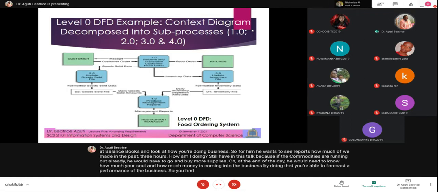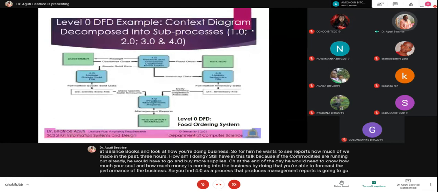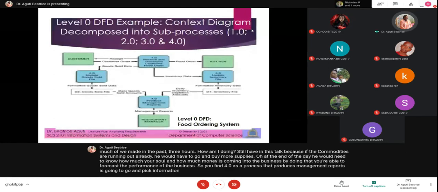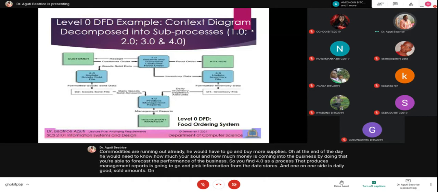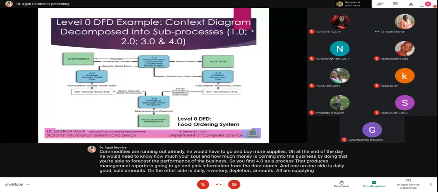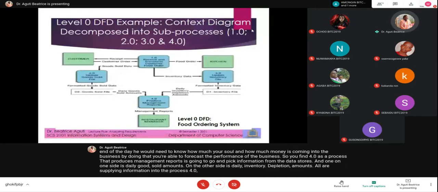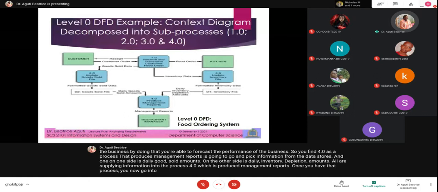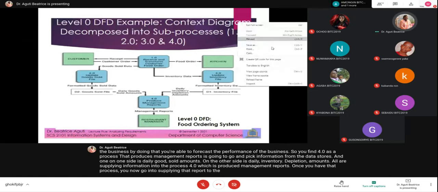So you find 4.0 as a process that produces management reports is going to go and pick information from the data stores. On one side is daily goods sold amounts. On the other side is daily inventory depletion amounts. All are supplying information into process 4.0, which is produce management reports. Once you have that process, you now go on to supplying that report to the manager.